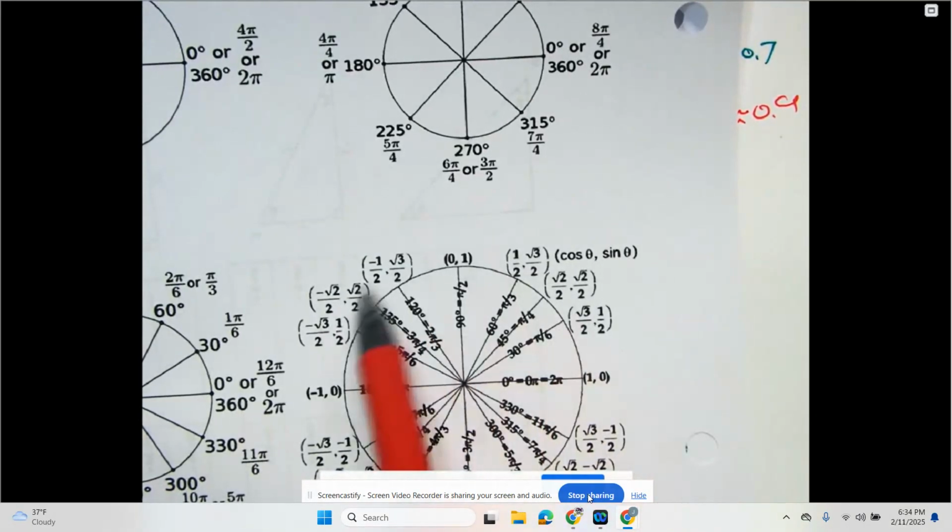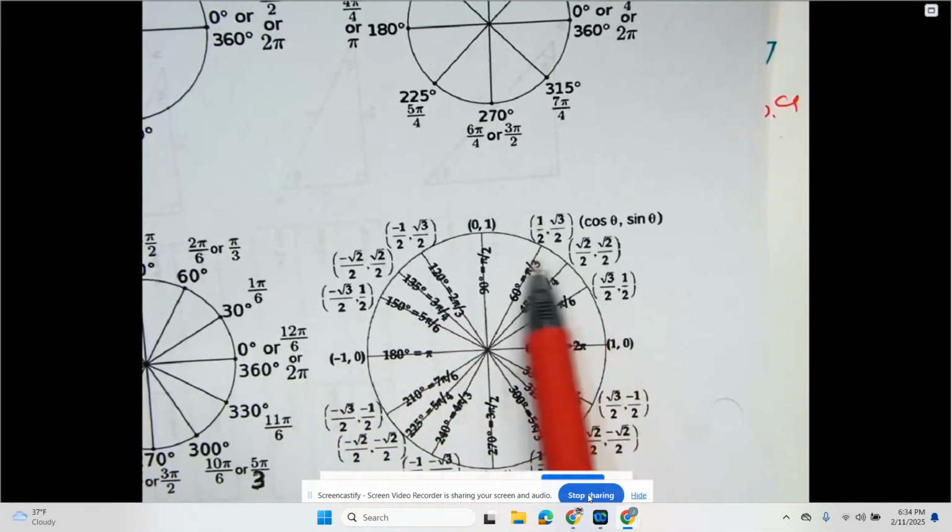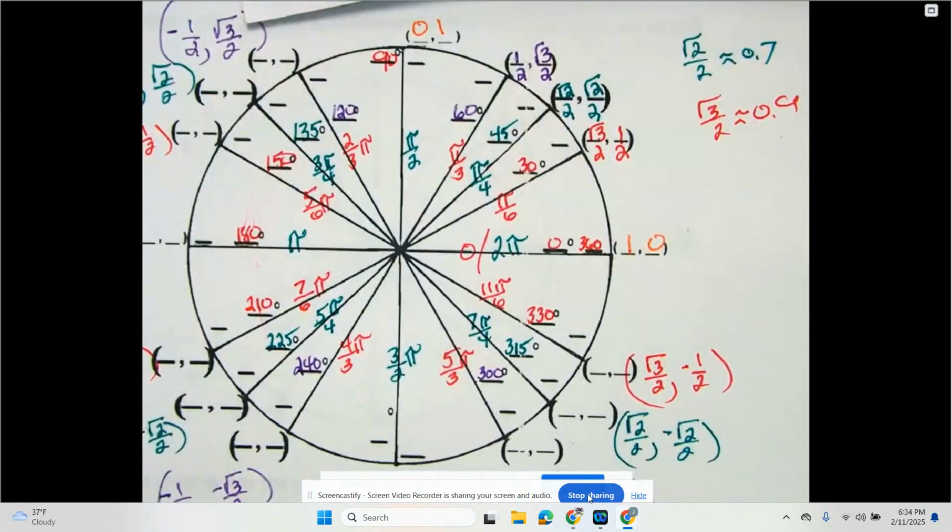And then here are all your coordinates again. That was from Trig Day 1 notes. So let's look.